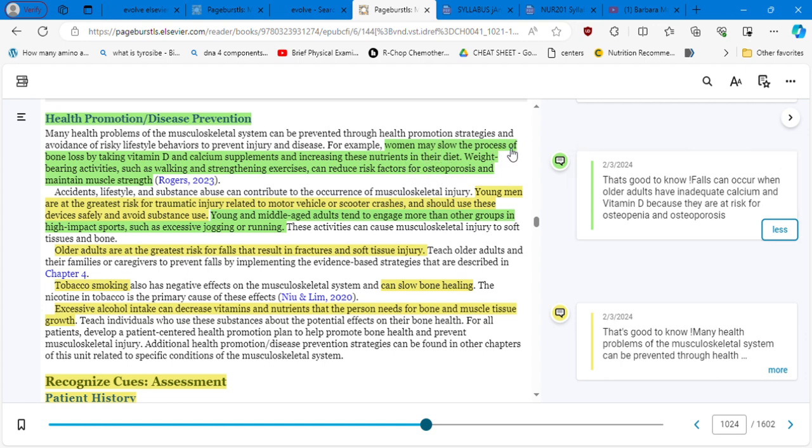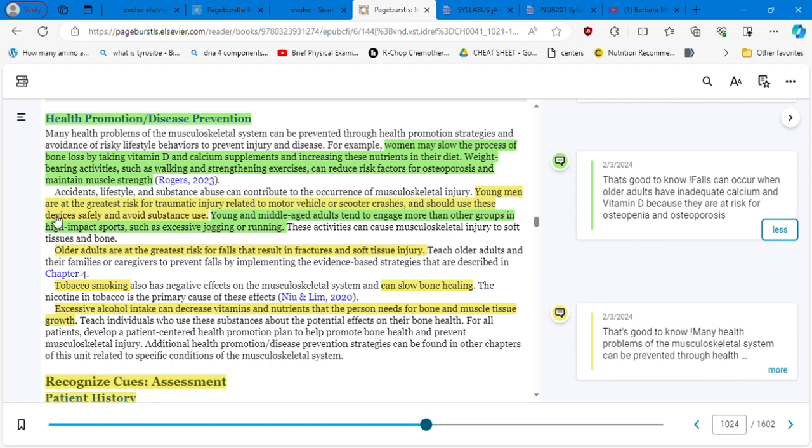Women may slow the process of bone loss by taking vitamin D and calcium supplements and increasing these nutrients in their diet. Weight-bearing exercises such as walking and strengthening exercises can reduce risk factors for osteoporosis and maintain muscle strength.